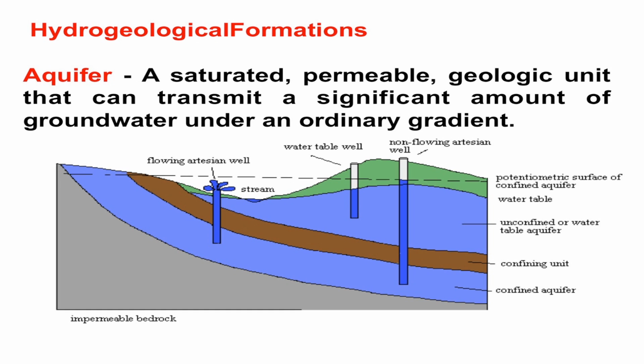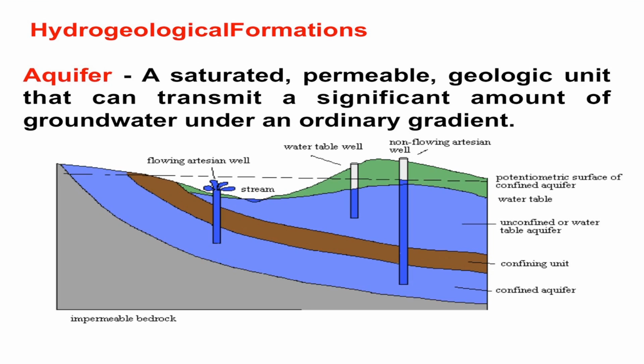Next we come to the hydrogeological formation. A hydrogeological formation is a geological formation under the ground that can hold water and transmit water. First one is the aquifer. An aquifer is a very good hydrogeological formation, saturated and permeable in nature, which can hold and transmit water in appreciable amounts. In this figure, the brown color indicates the confining unit. Above it is the unconfined aquifer, and below the confining unit is the confined aquifer.